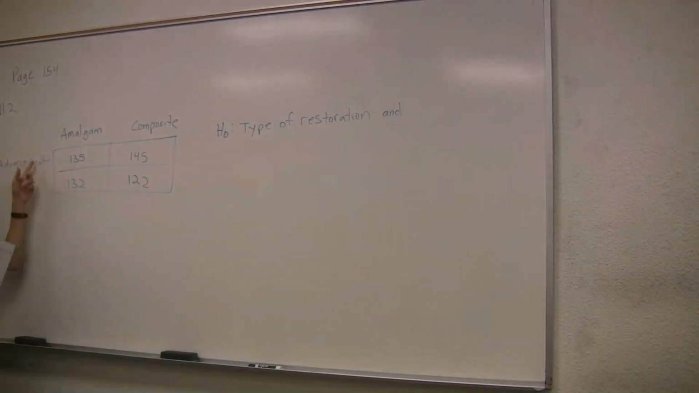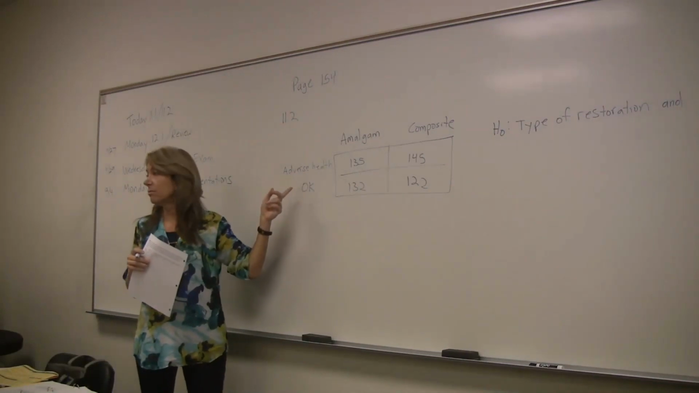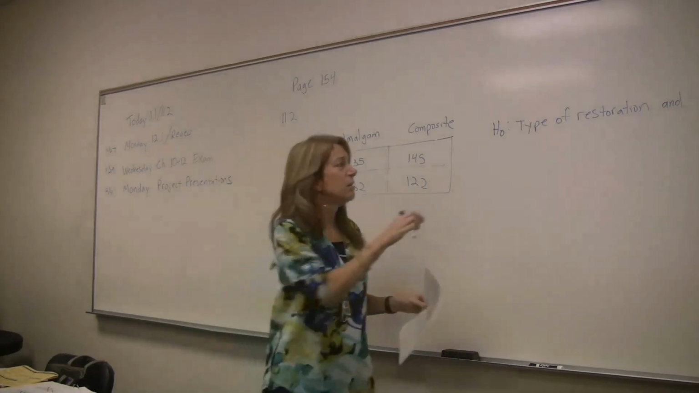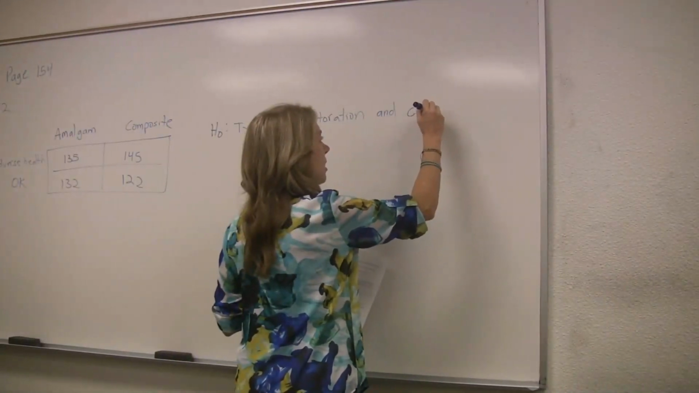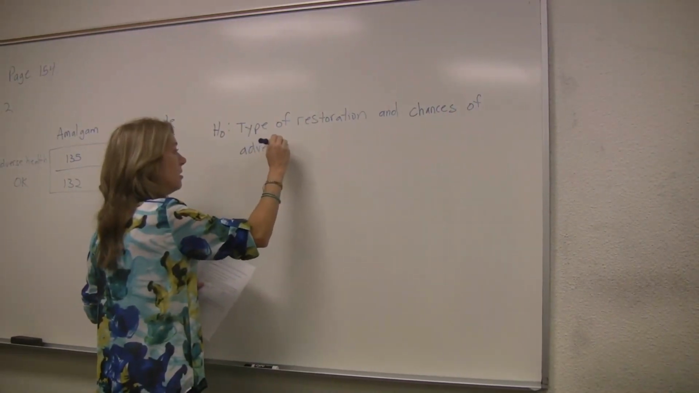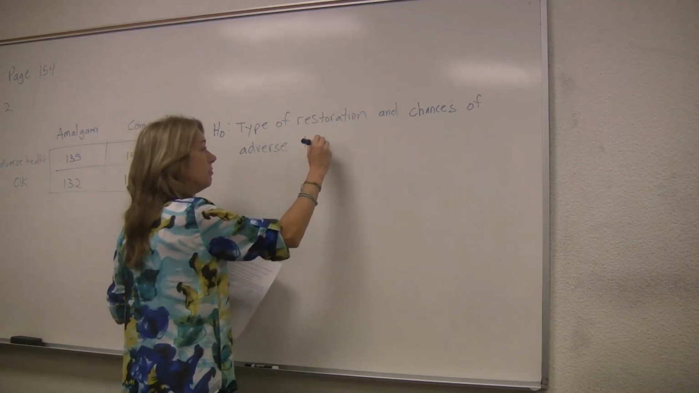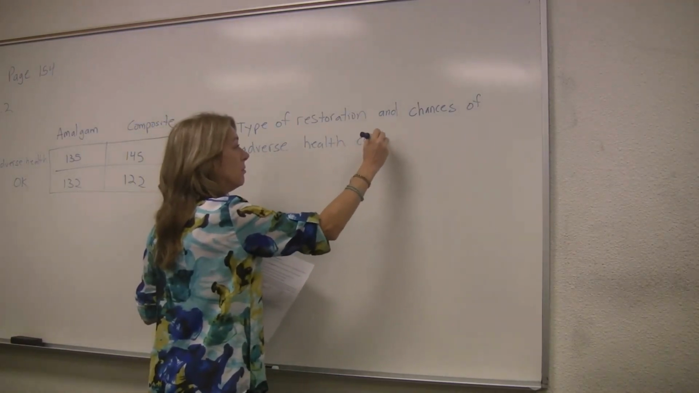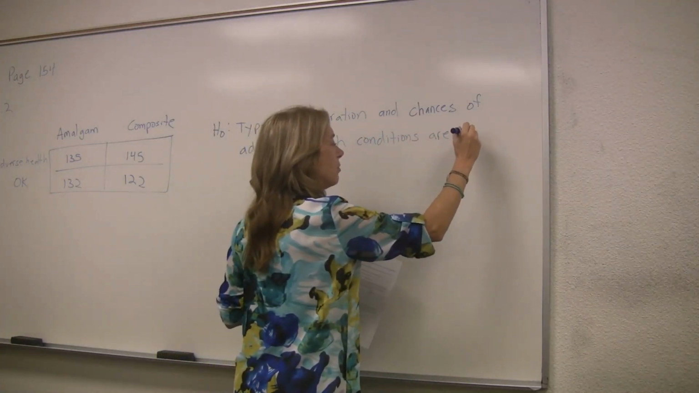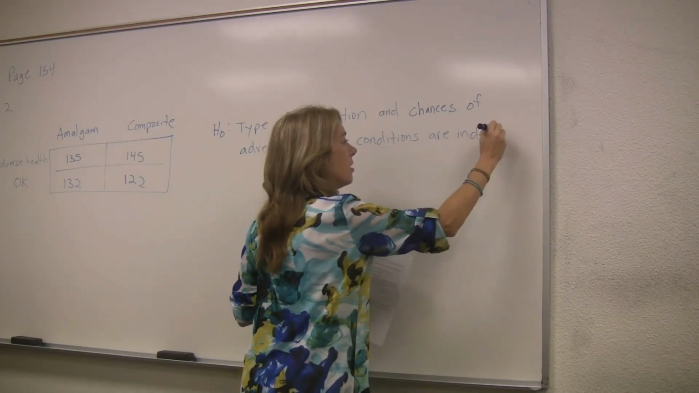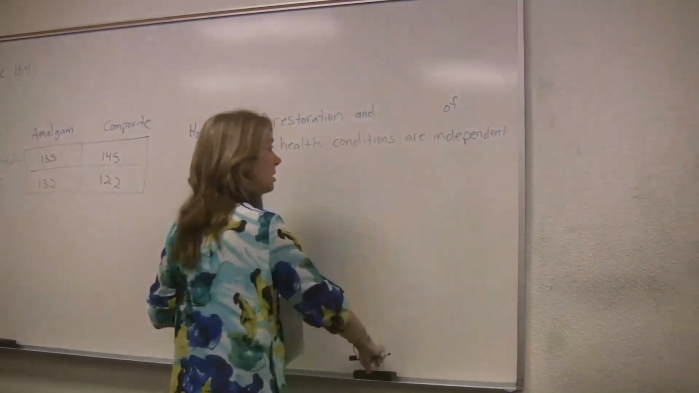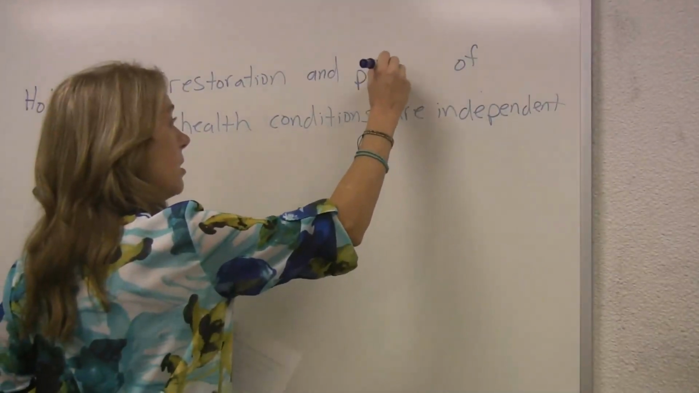And what are these measuring? Health conditions, whether or not you have adverse health conditions. Type of restoration and maybe presence of adverse health conditions are independent. I'm going to change one word here. Presence. I like that better, sounds better.